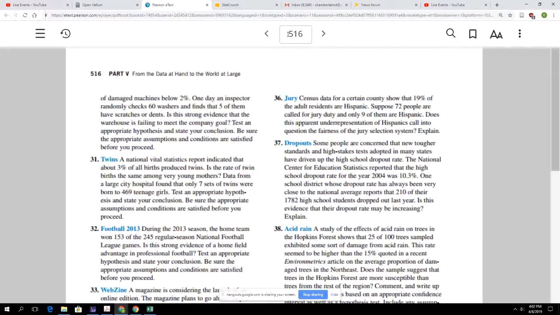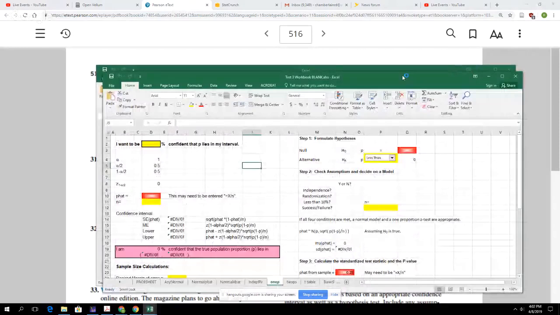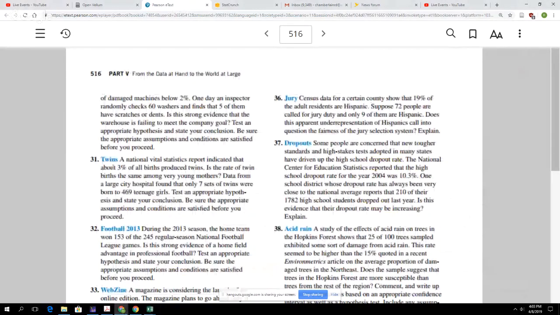The problem I have decided to work is this one about twins here. So what do we got? 3% of births are twins. And is that true for young mothers? We have 7 out of 469 teenage girls. And we're going to write an appropriate hypothesis test.